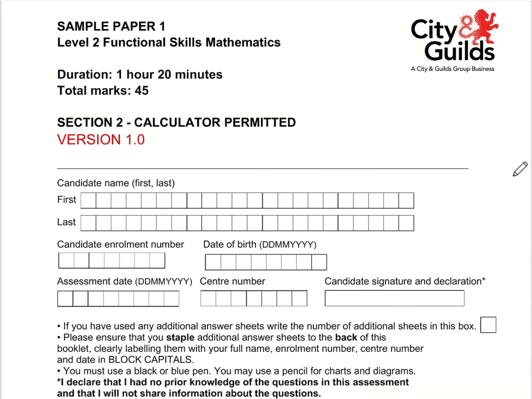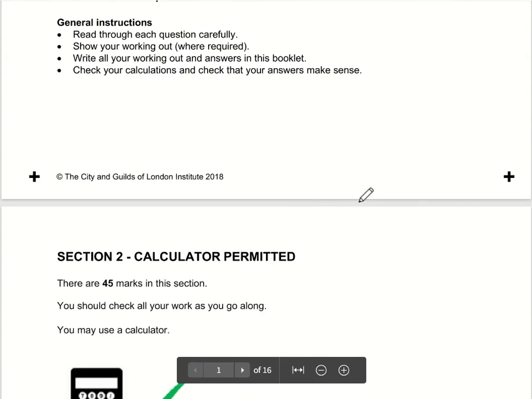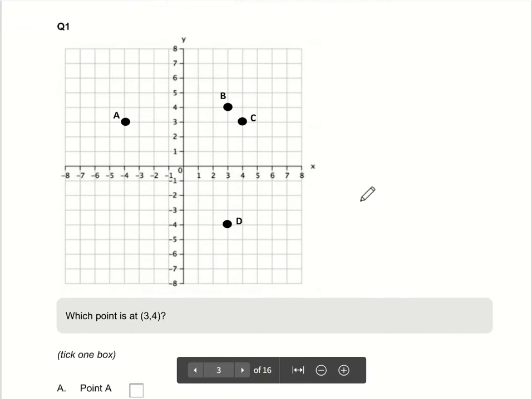Here are the video solutions to City and Guilds Functional Skills Maths Level 2. This is sample paper 1, and this is section 2, which is the calculator part. So let's take a look at question number 1.